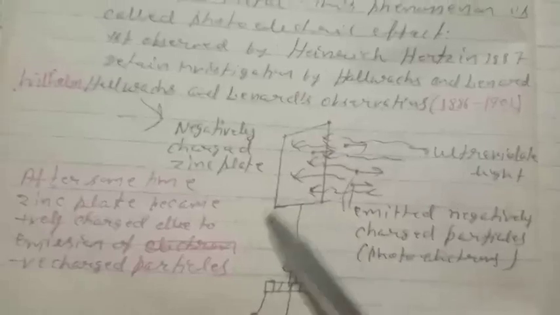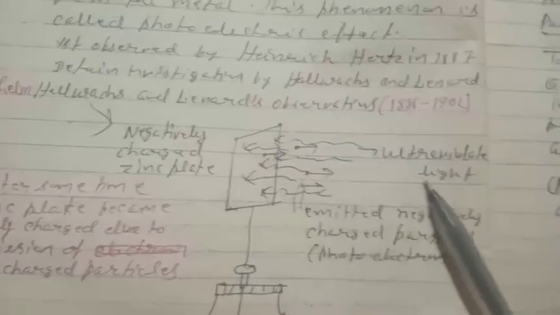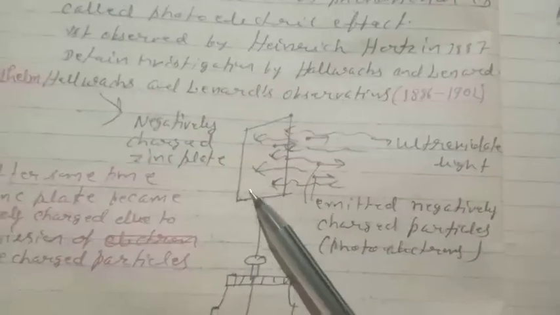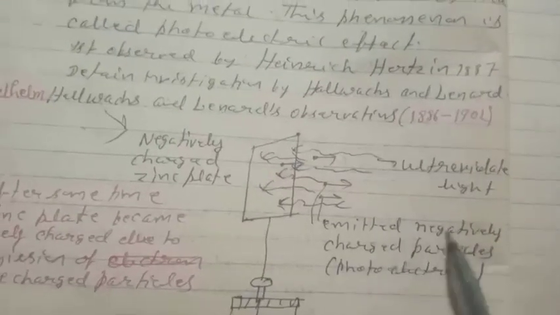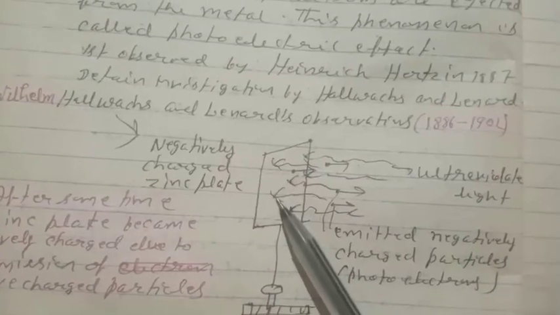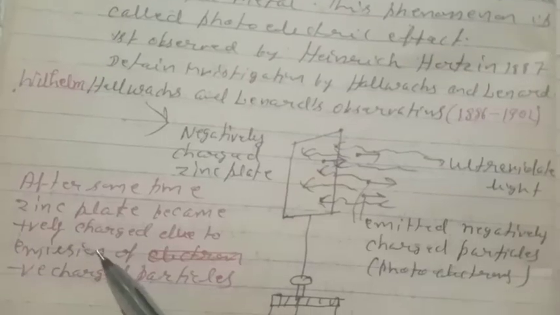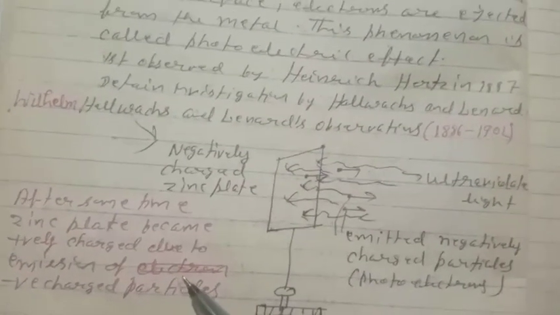Hallwachs observation: a negatively charged zinc plate and ultraviolet rays incident on it. Now negatively charged particles, photoelectrons, are emitted. So after some time the zinc plate becomes positively charged due to emission of negatively charged particles. Lenard's observation.